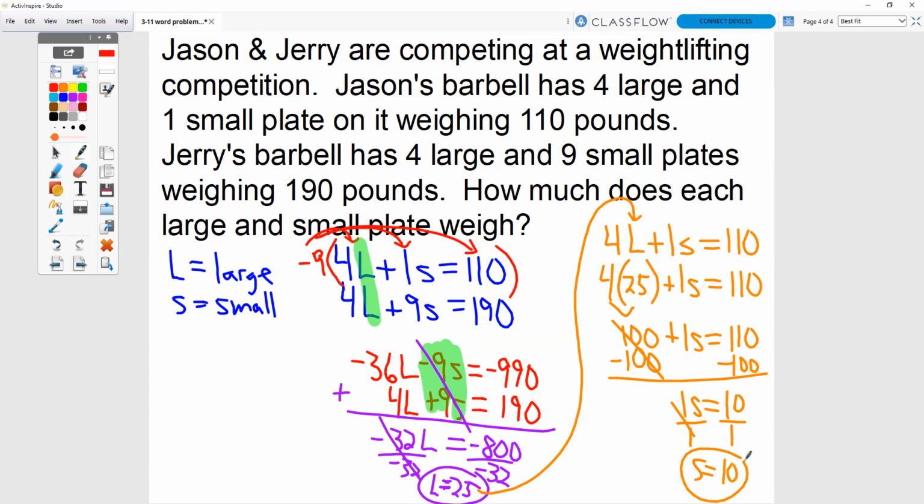Again, pick letters that make sense for the problem, like L and S for large and small. You want to set up your equations. Make sure that when you set up your equations, you have it in a nice format that makes it easy to solve, and then multiply to find your opposites and solve the rest of it.